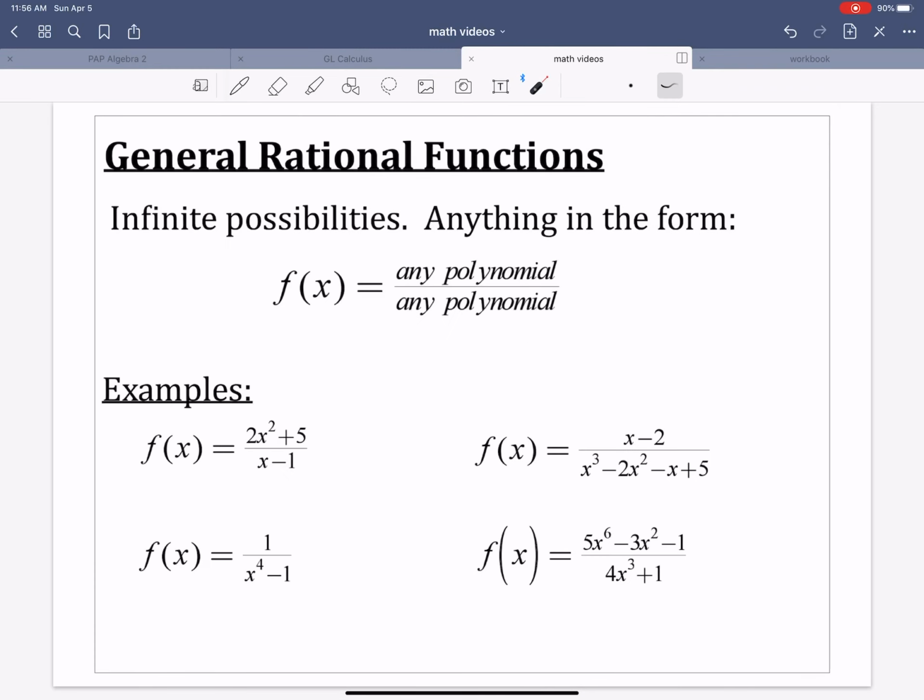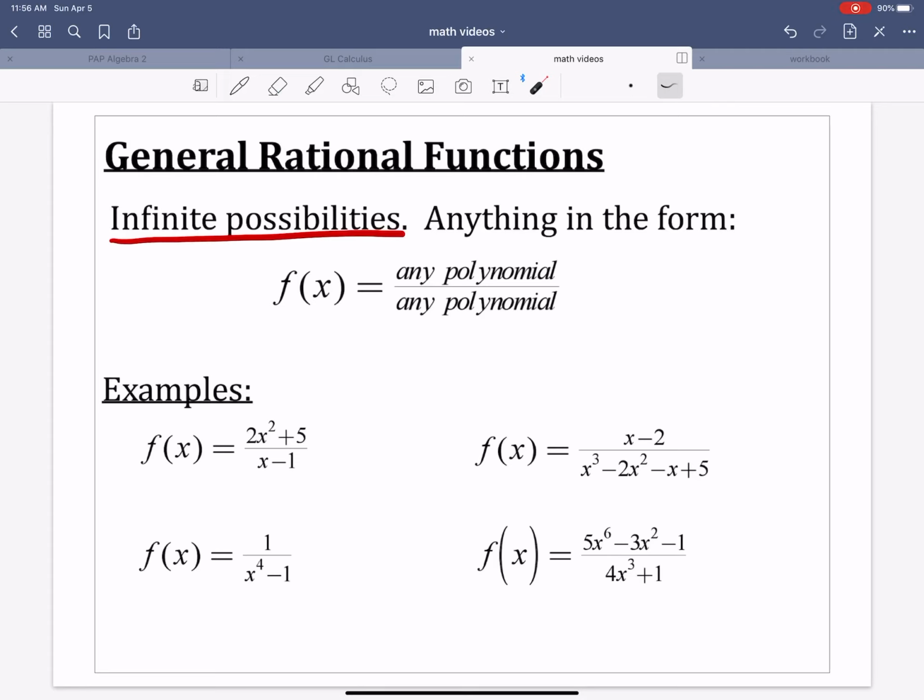Here we go. So, general rational functions. Okay, this is what I was talking about a little bit a minute ago. There are infinite possibilities here. Anything in the form f of x equals a polynomial over a polynomial. That opens the door to tons and tons of different scenarios, different looks, different types of equations.